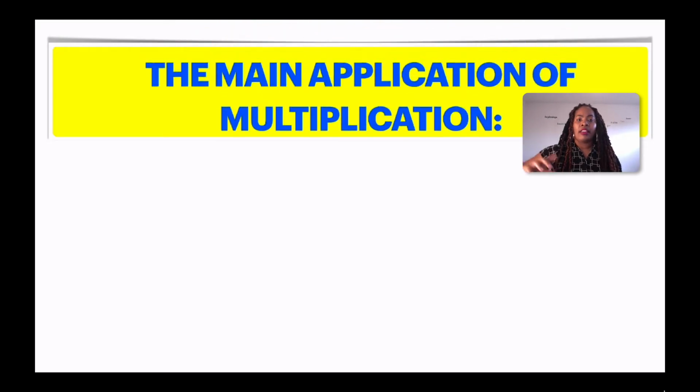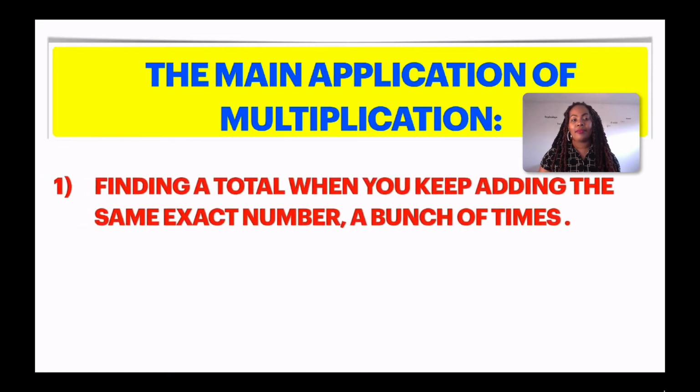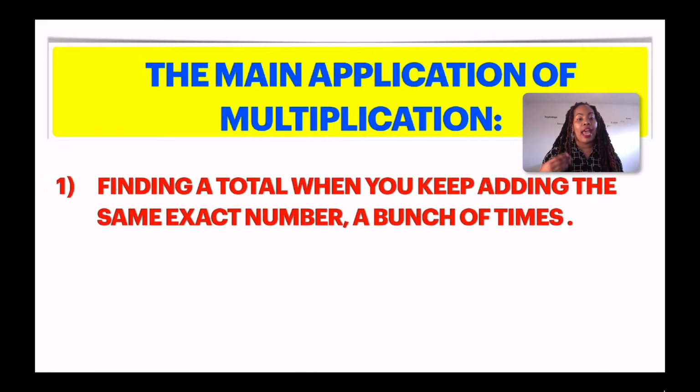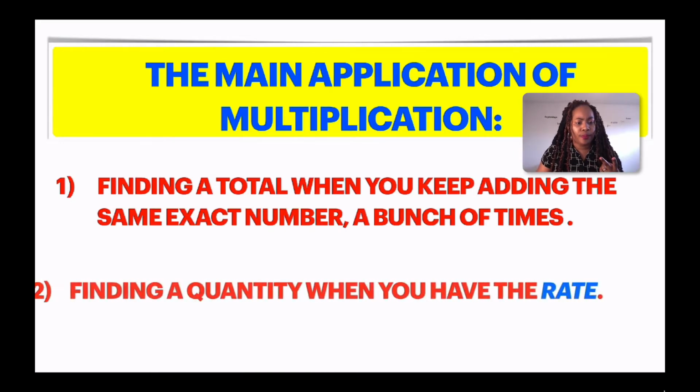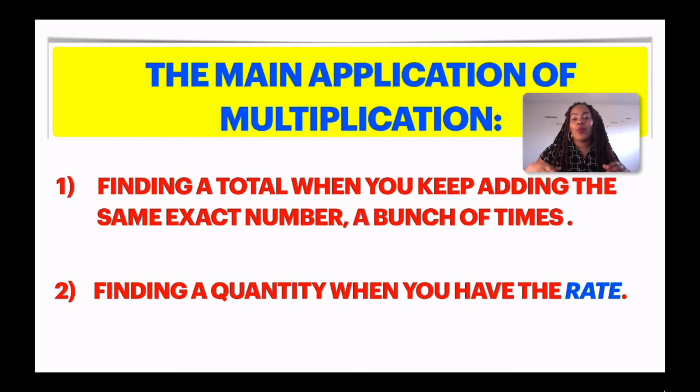Before we start, I need you to write down this main fact right here. It's called the main application of multiplication. There are two main applications of multiplication, and they are finding a total when you keep adding the same exact number a bunch of times. For example, 1 plus 1 plus 1 plus 1 plus 1. It's like adding that same number a bunch of times, right? And then number two, it's finding a quantity when you have the rate. And sometimes a rate sounds like miles per hour, something like that. We'll get to more examples like that, but let's go ahead and give it a try so you see exactly what I mean. Let's go.